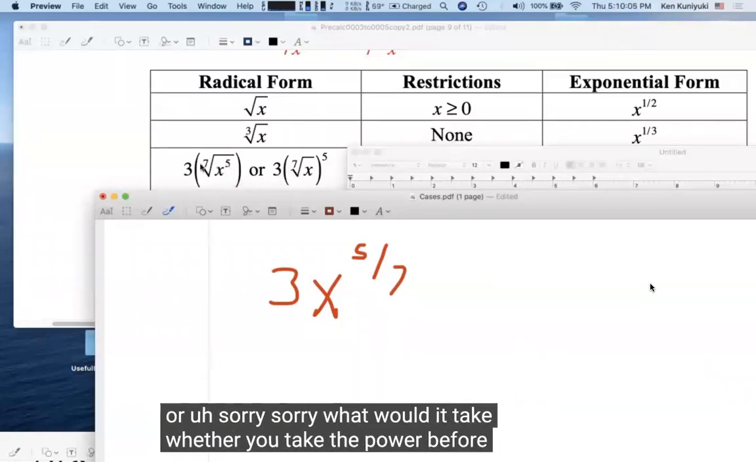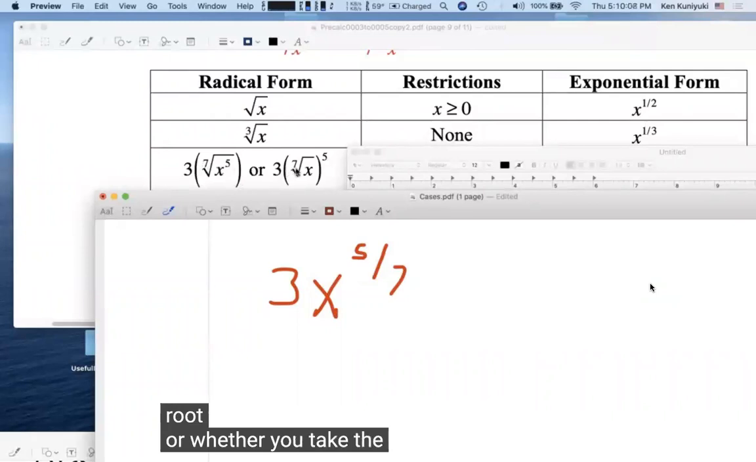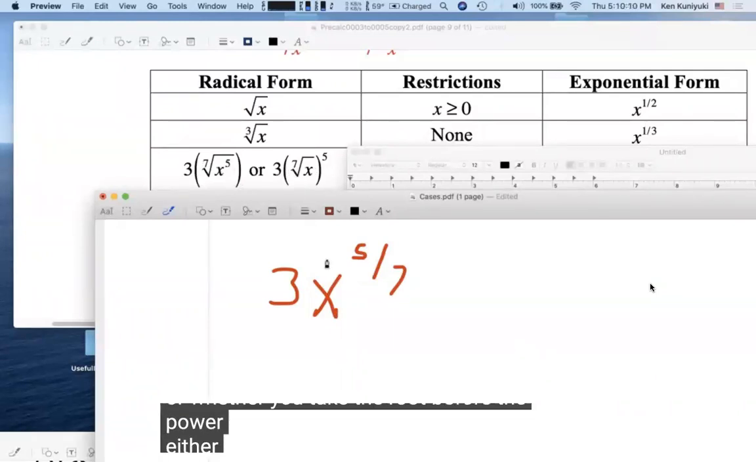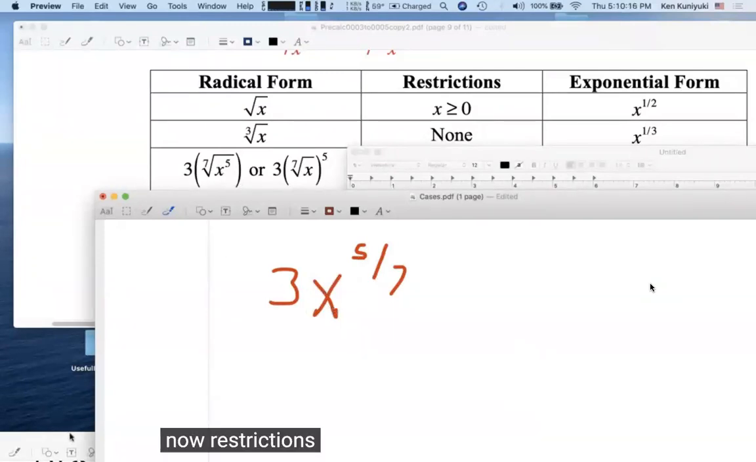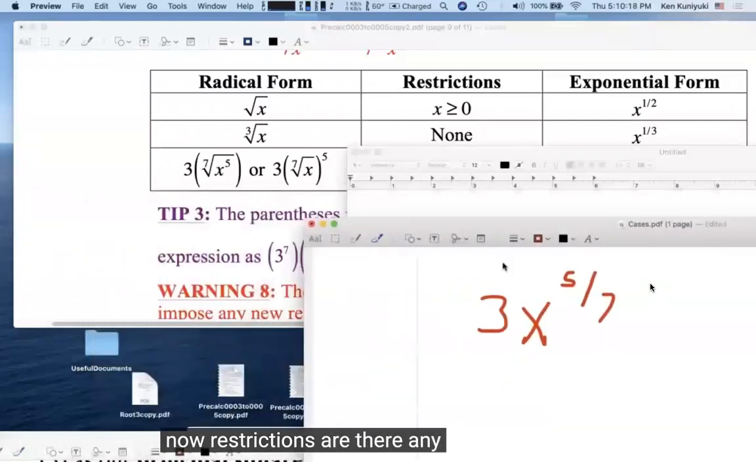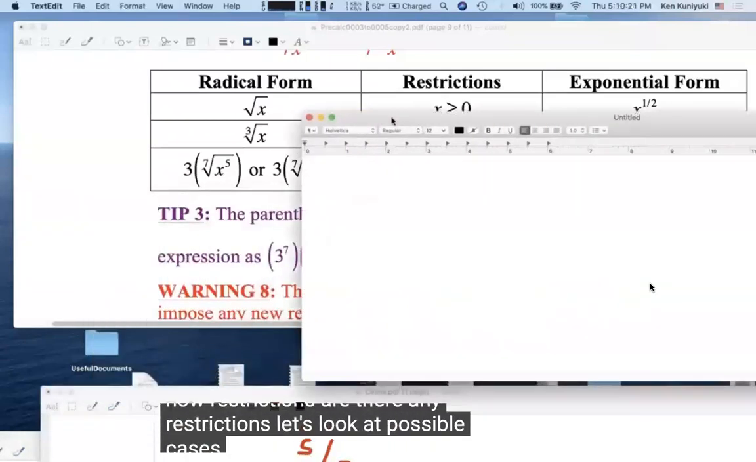whether you take the power before the root or whether you take the root before the power. Either way, you're going to get 3 times x to the 5/7. Now, restrictions. Are there any restrictions? Let's look at possible cases here.